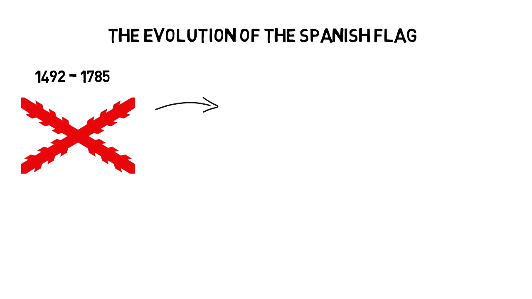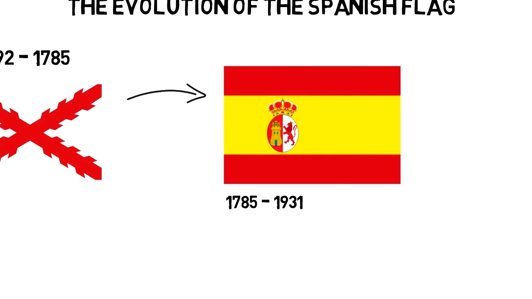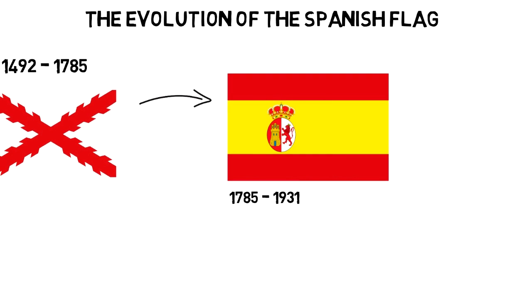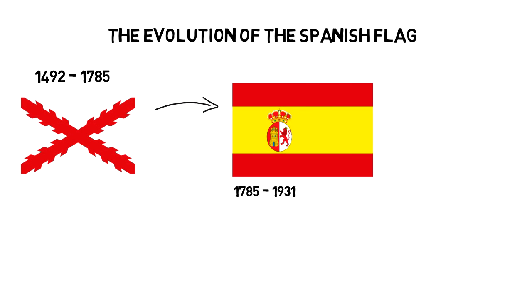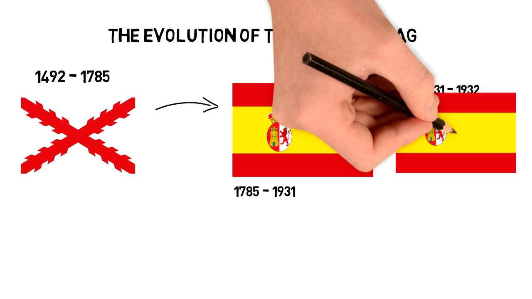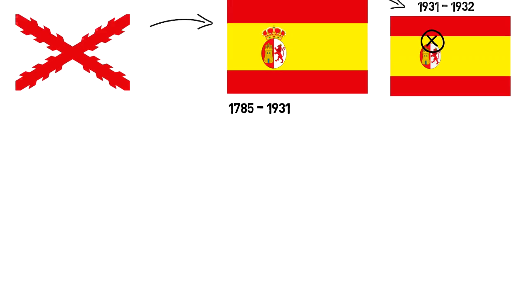So let's fast forward to the flag that was in use from 1785 to 1931. It was a simple flag with the Spanish colors, but a slightly different shield, containing only the houses of Leon and Castile. Now, during this time, there was a brief interruption of the use of this flag during 1873 and 74, where the flag in use was the flag of the First Spanish Republic, which looked exactly the same except for the crown.